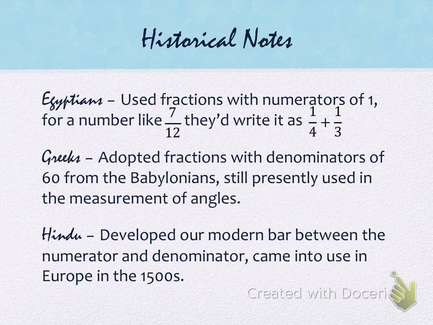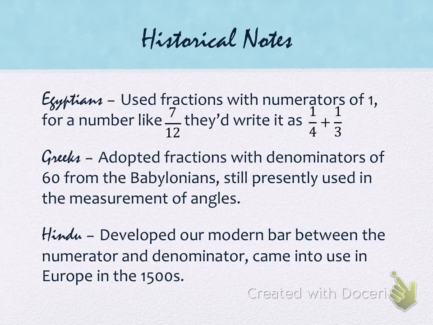So a little bit of history for you about fractions. Egyptians actually used fractions. That's a really long time ago. Like Joseph, right? Pharaoh, stuff like that, pyramids. They actually used fractions that had numerators of 1, specifically numerators of 1. So they didn't write down fractions like 7/12. They would have written them as a sum of fractions that had numerators of 1. Very different way of thinking about it than we do. So they would have written it as 1/4 plus 1/3.